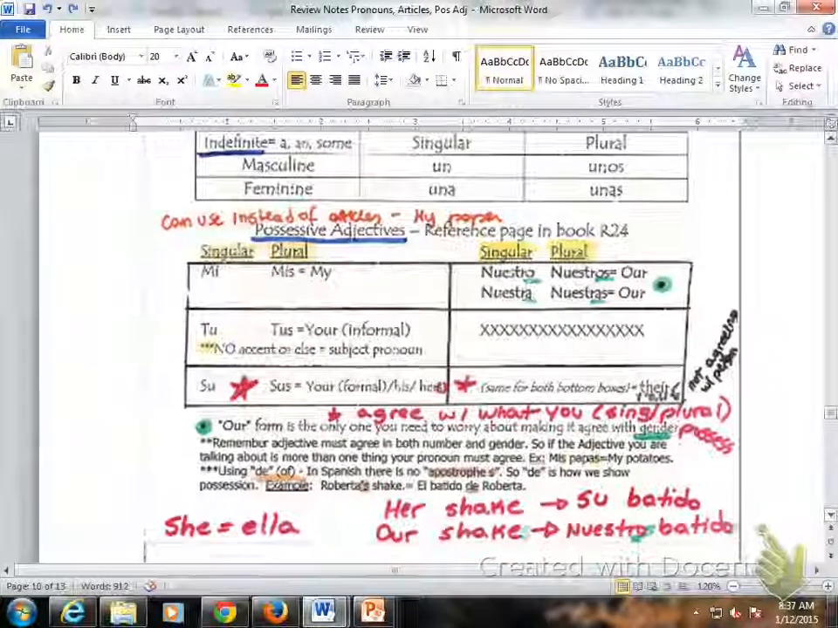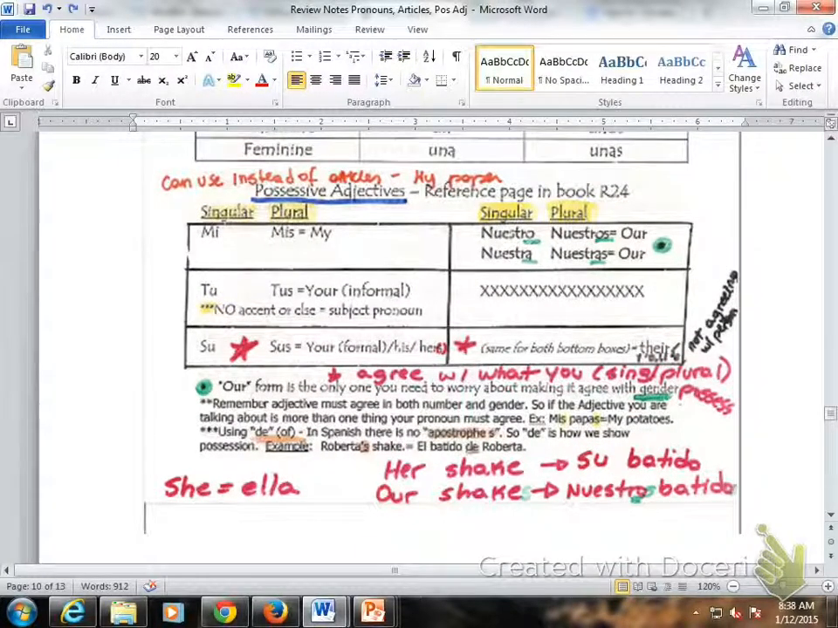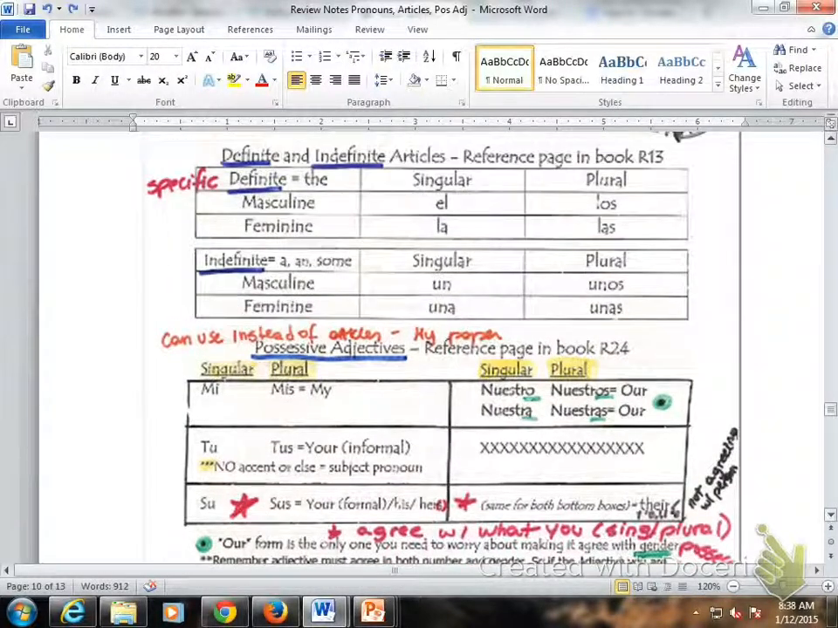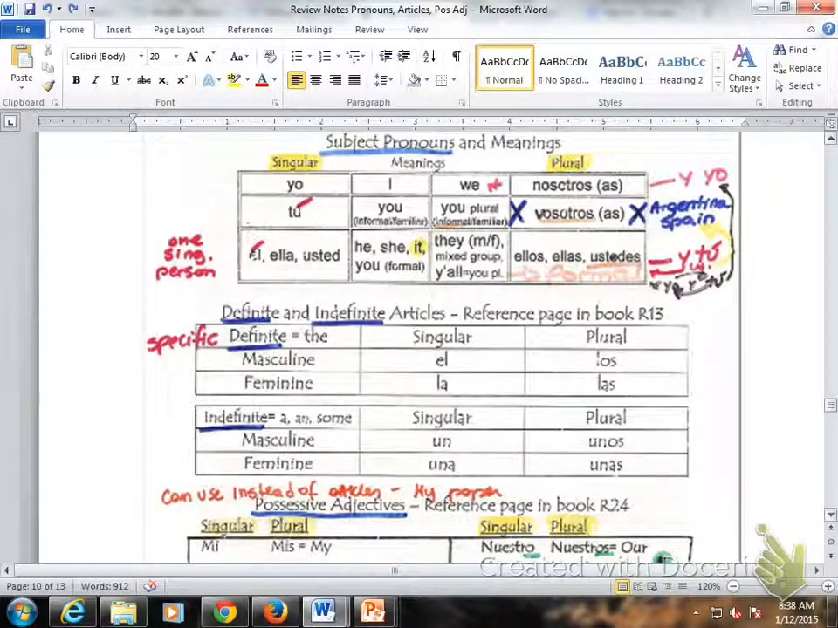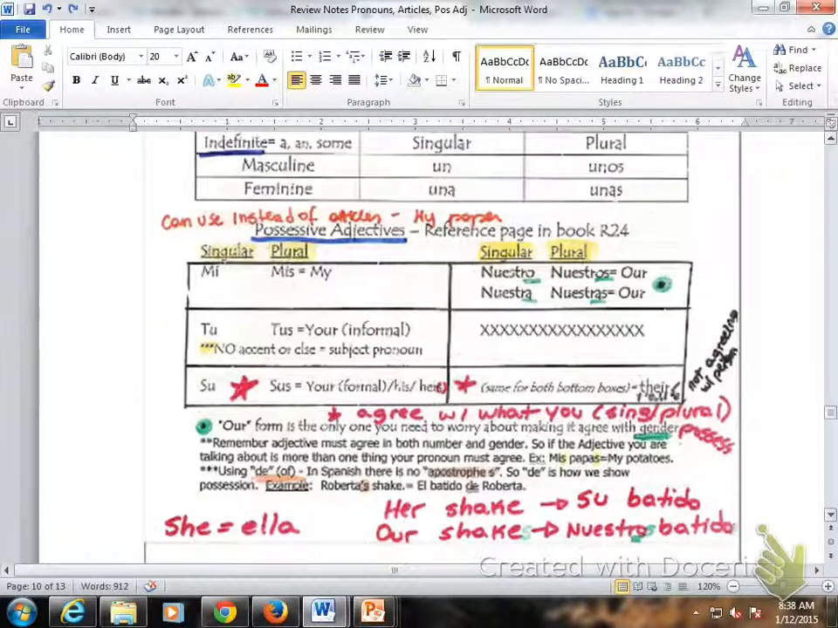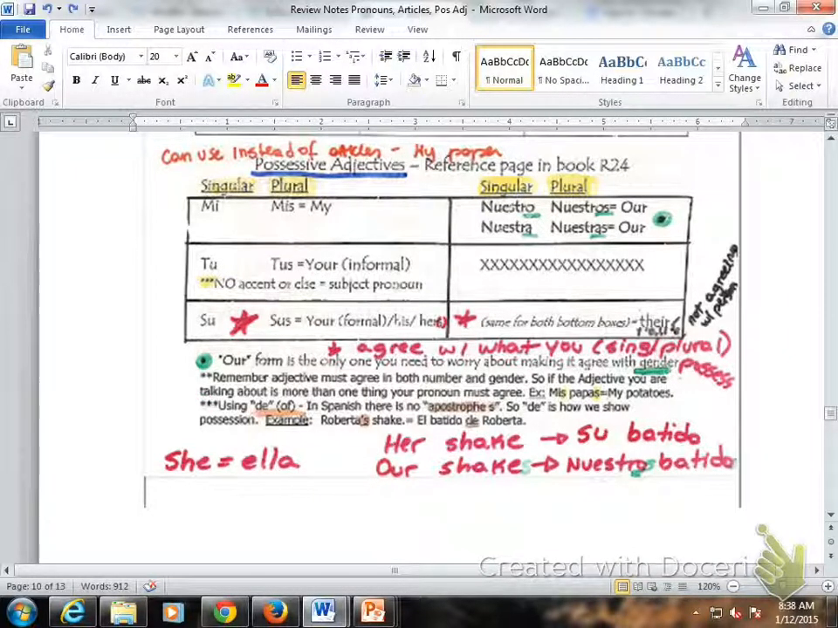What people end up doing is they want to put ella for the subject pronoun, which is back up here. If you put ella batido, it should look odd to you. Ella batido would mean what? What is ella? She. So she shake doesn't make any sense. So if we're talking about possession, we do it with possessive adjectives, and if we want to undo the apostrophe s, we have to use this de with it. So her shake would be su batido.